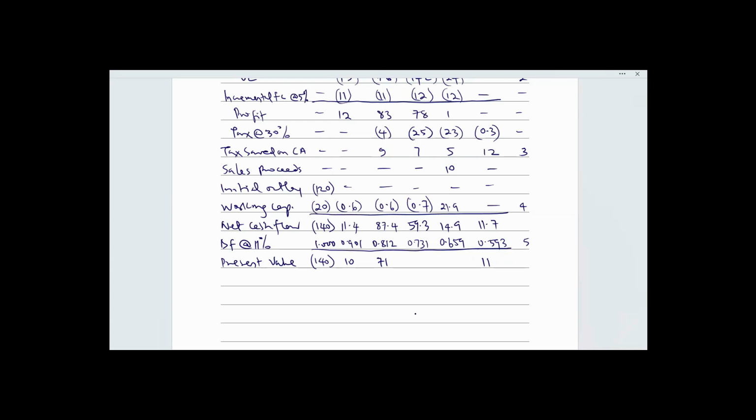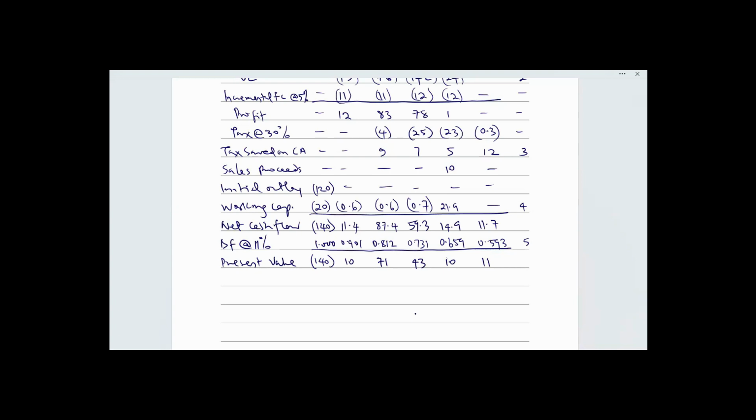Abu, you are supposed to do year 4. Year 3 is 43. Okay. Year 4 is 9. Let's say 10, approximately.